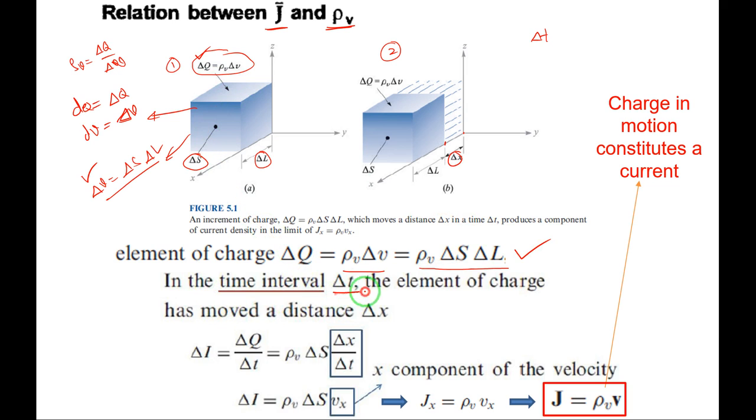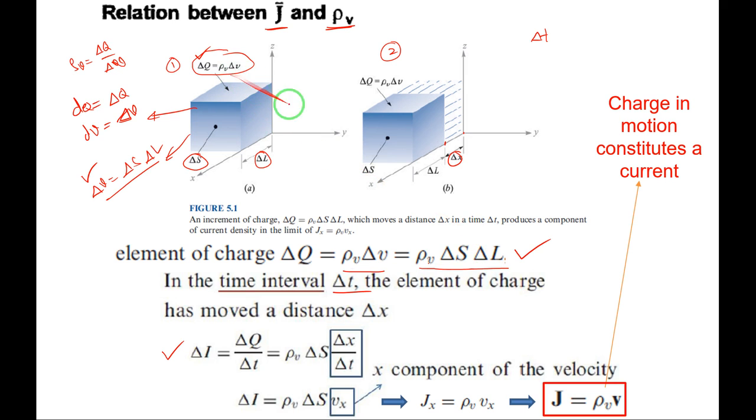So in time interval delta t, this element of charge has moved a distance of delta x. This we have seen. So we will express the current delta I is equal to rate of flow of charge, delta q by delta t. This is the definition of current, we know. Then what is delta q? Delta q is equal to rho v into delta s into delta l.